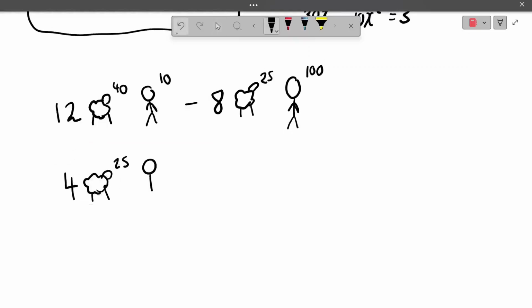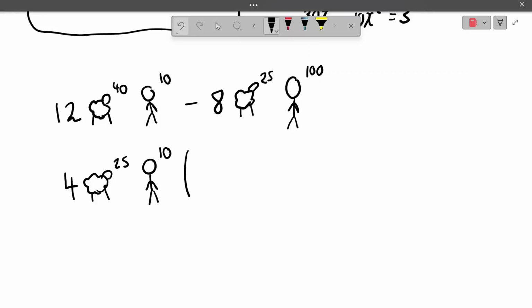And then I look at my stickman, and I go, well, what can I do with a stickman? I've got stickman to the 10, stickman to the 100. So I can take 10 stickman out of both of them. Then I put my bracket, and I'm going to work through one at a time.